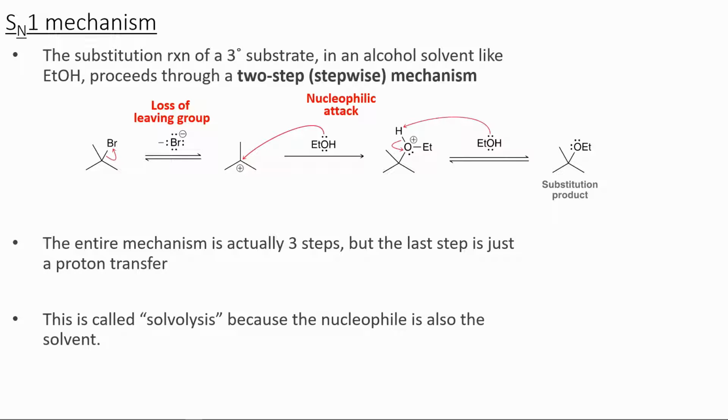The final step in this reaction sequence is just going to be a deprotonation of ethanol to form the substitution product. The entire mechanism is actually 3 steps, but the last step is just a simple proton transfer. And this type of reaction is called solvolysis, because the nucleophile is also acting as a solvent.